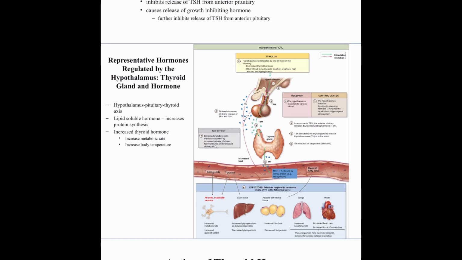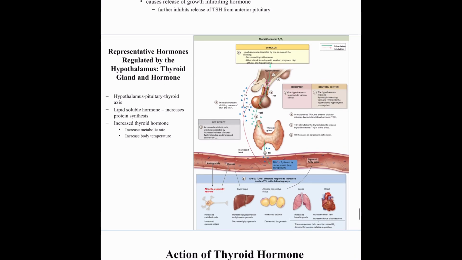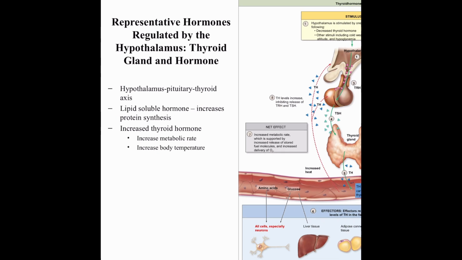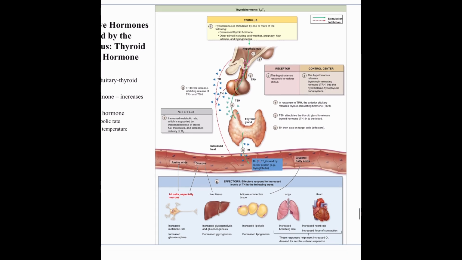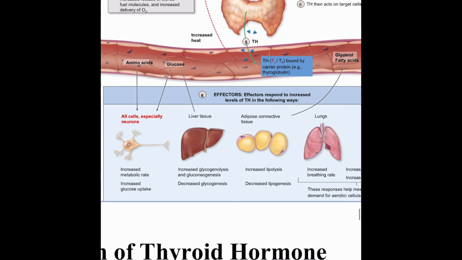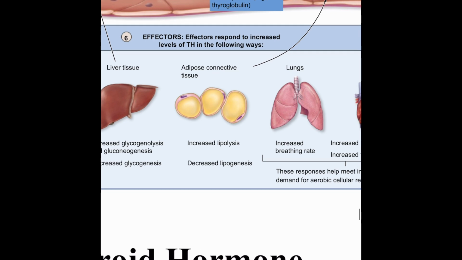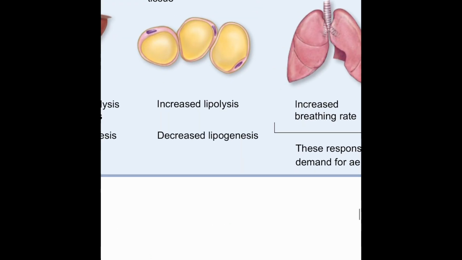Hypothalamus, pituitary, thyroid axis, lipid-soluble hormone increases protein synthesis. So also know, I guess, that it's lipid-soluble, so I'll need that carrier. The increase in thyroid hormone is increased metabolic rate, increased body temperature. So increased lipolysis, so you'll break down, and this is working synergistically, so it is not opposing it, right?